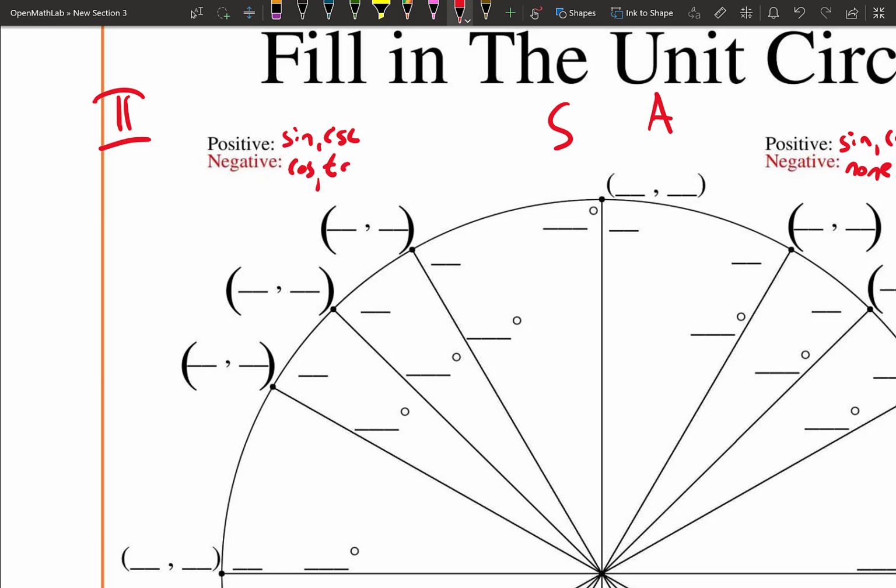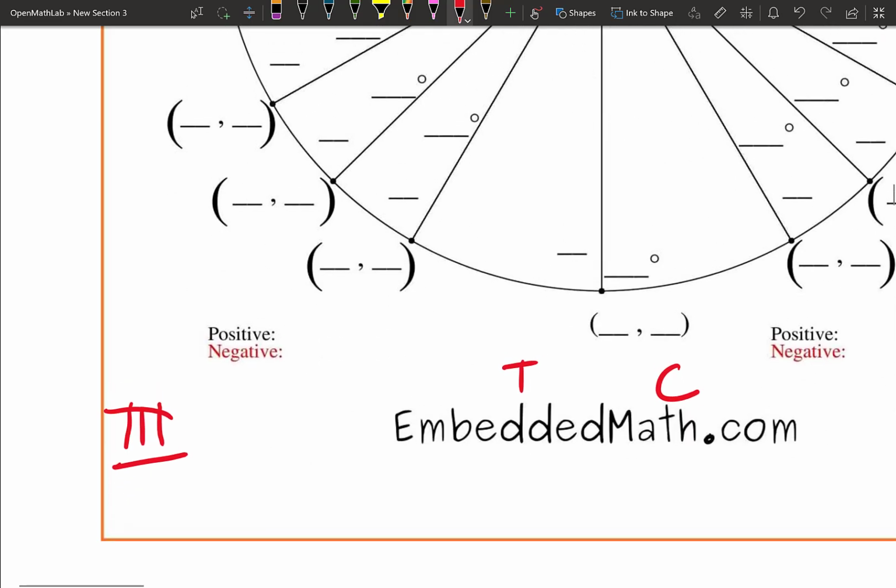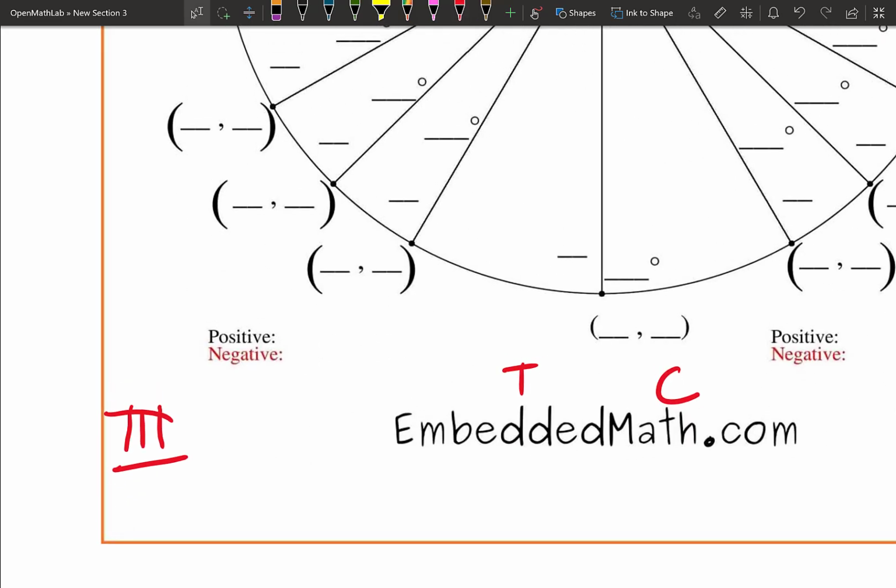So cosine, tangent, secant, and cotangent are negative. And then down here, remember the T reminds me that tangent is positive. So tangent is positive in the third quadrant, and also cotangent. Then all the others are negative, so sine, cosine, secant, and cosecant.